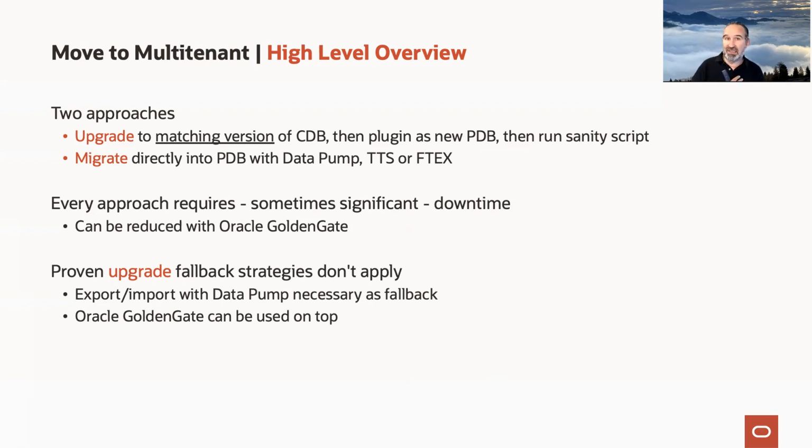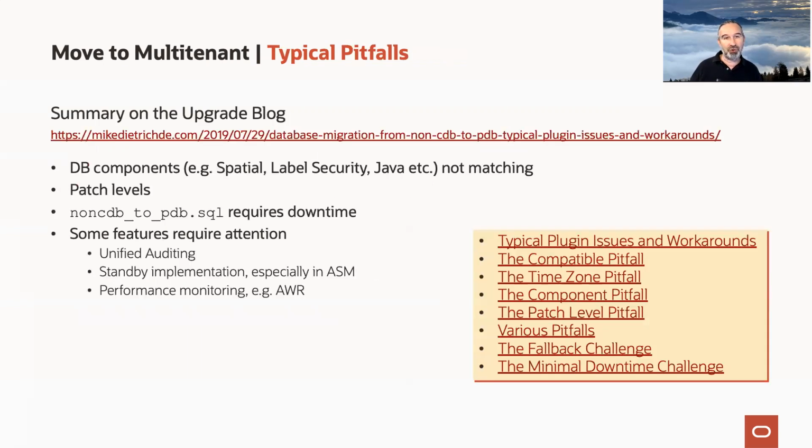And for me, this is, I would say, sometimes a little bit hard to digest. The proven fallback strategies we invested a lot of time in for database upgrades don't work here anymore. Once you're in multitenant, you can't downgrade to a non-multitenant environment. You can use Data Pump to go back, and you can use GoldenGate on top. So I would like to show you these things.